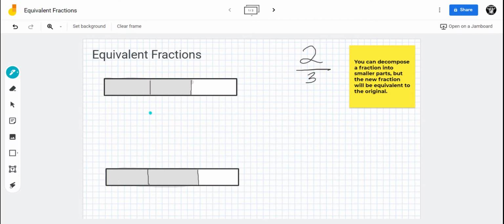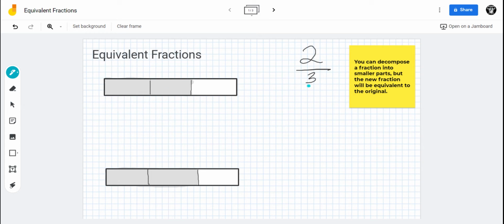Okay, students, this is my introduction to equivalent fractions, and we're just going to practice making equivalent fractions by decomposing them into smaller parts. That means taking these bigger parts and breaking them into smaller pieces and finding out that they are still equivalent. And of course, the word equivalent means equal to, right?